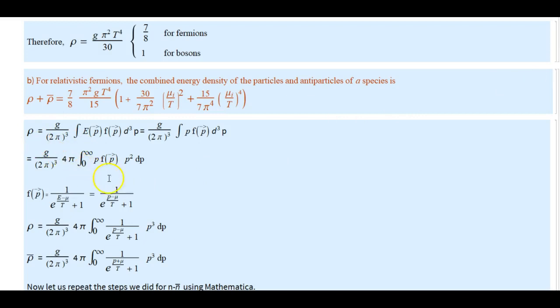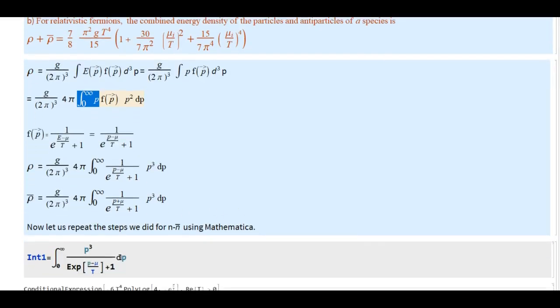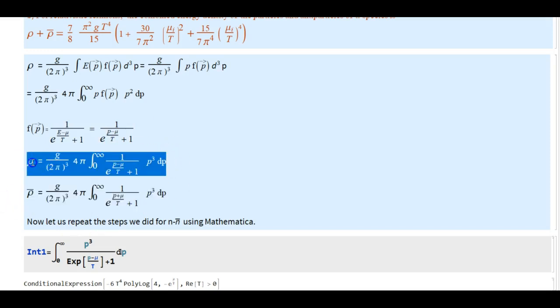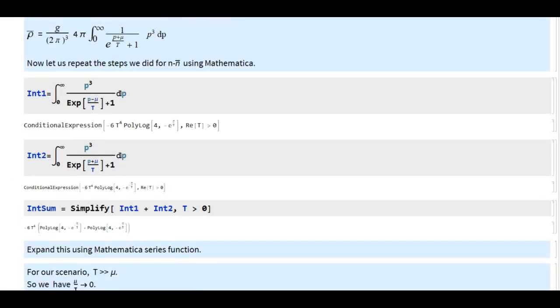Just set up the integrals first. And after you set up the integrals, plug in the value of f(p) for the fermions. This is f(p) for fermions, and we are in the relativistic regime. So E_p approximates to p, but keep the chemical potential. Do not drop the chemical potential term. And then sum up these two integrals, integral 1 and integral 2. You sum up these two integrals, and the rest is pretty straightforward.